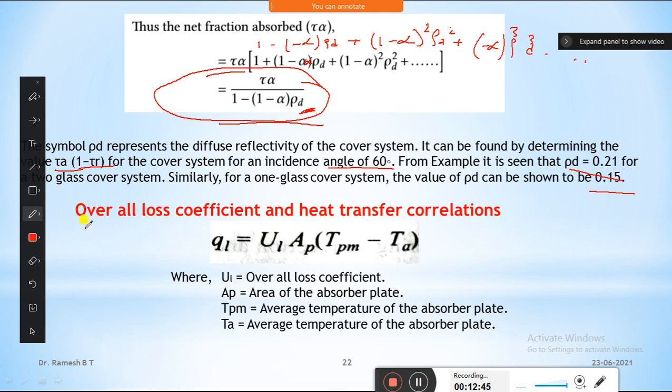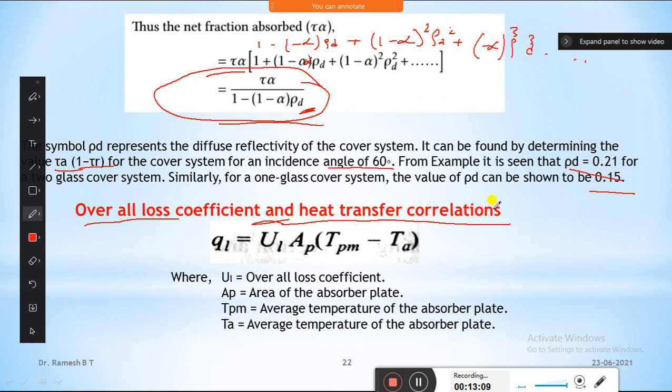So here the next important equation you have to remember is the overall loss coefficient. So far what we discussed is absorptivity and transmittivity, and how it will absorb the radiation. But the next equation we have to discuss is the value of Q, meaning the energy balance equation.